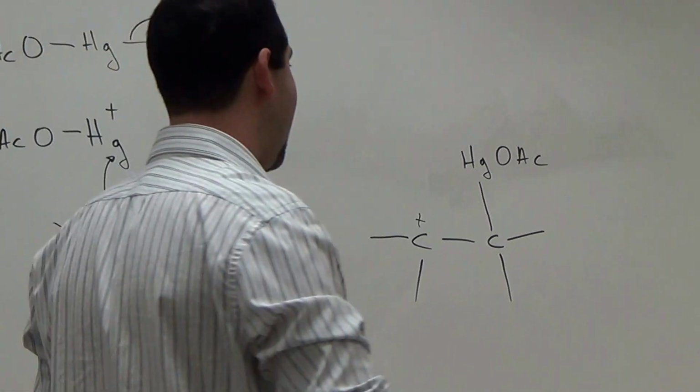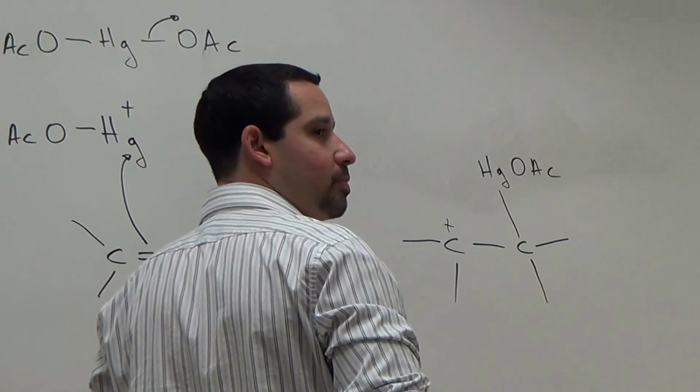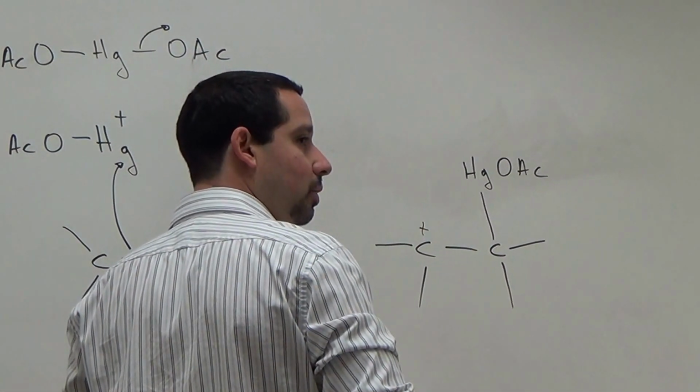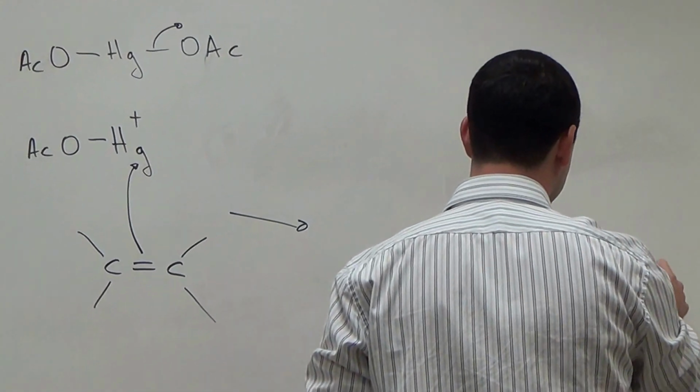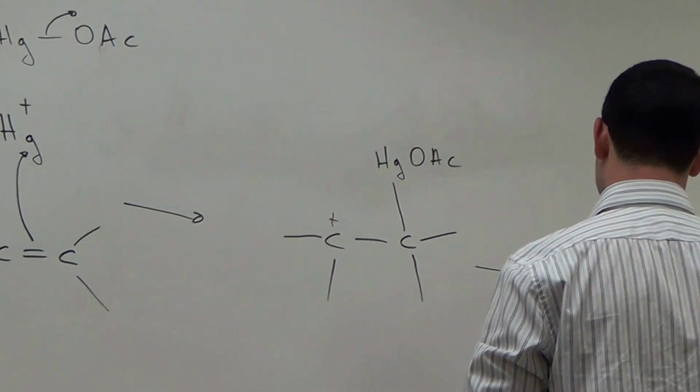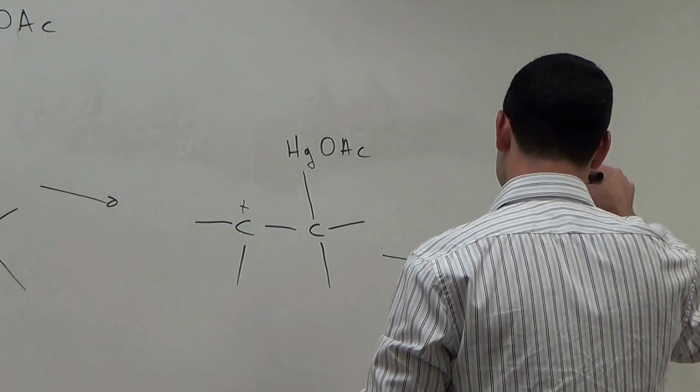So what is going to happen is this mercury is then going to form a bridge, how we did with the bromine.